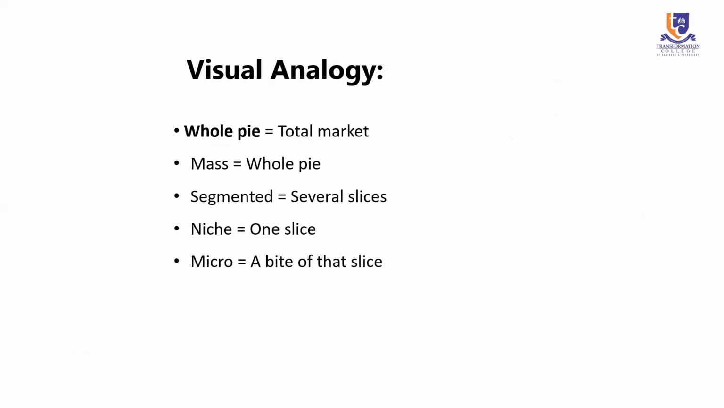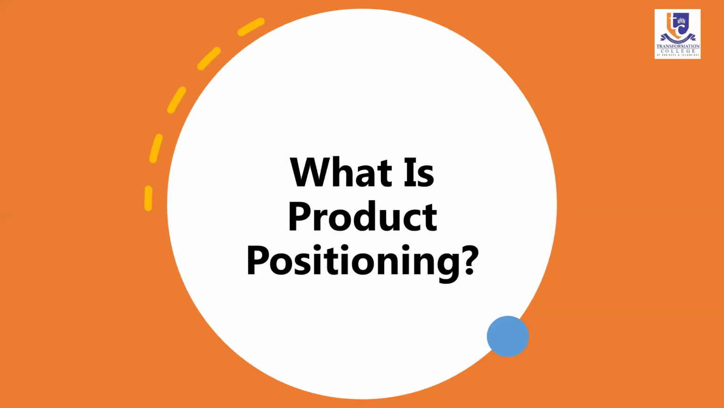This is the visual analogy: the total pie is the total market, the whole pie. The segmented pie has several slices, the segments. The niche is one particular slice, where I'm very particular about one area. And micro is a bit of that slice: within that one slice, there's a particular thing this person wants.